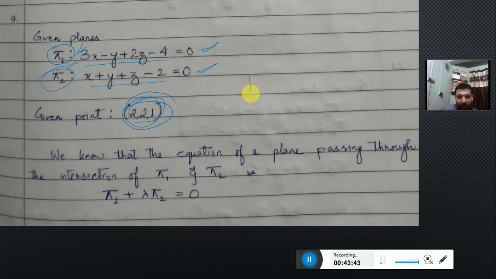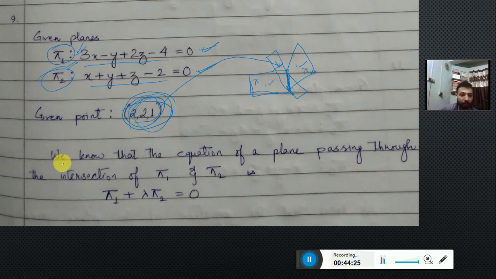Suppose I have a plane like this. I have another plane like this, and I have a third plane like this. Now they are saying this plane and this plane are given to me, pi 1 and pi 2, and I need to find the equation of a plane passing through the intersection of these and passing through this point. That means this point is lying on this plane, and this plane is passing through this line. So that should be clear to you.